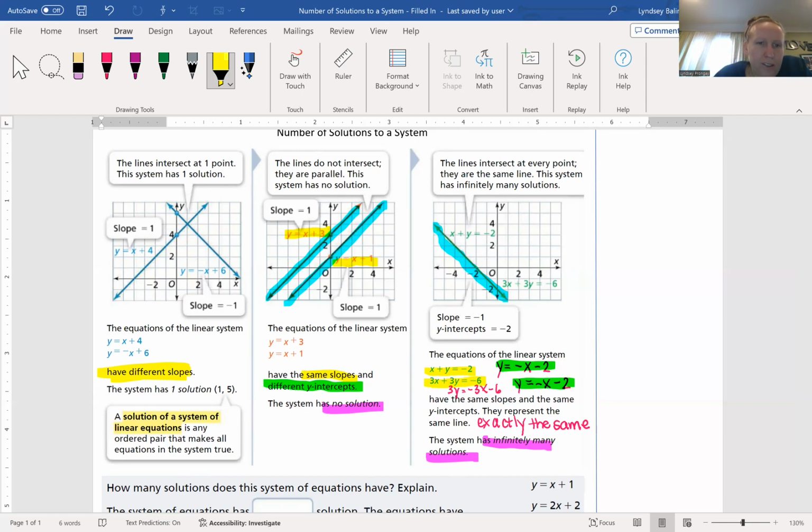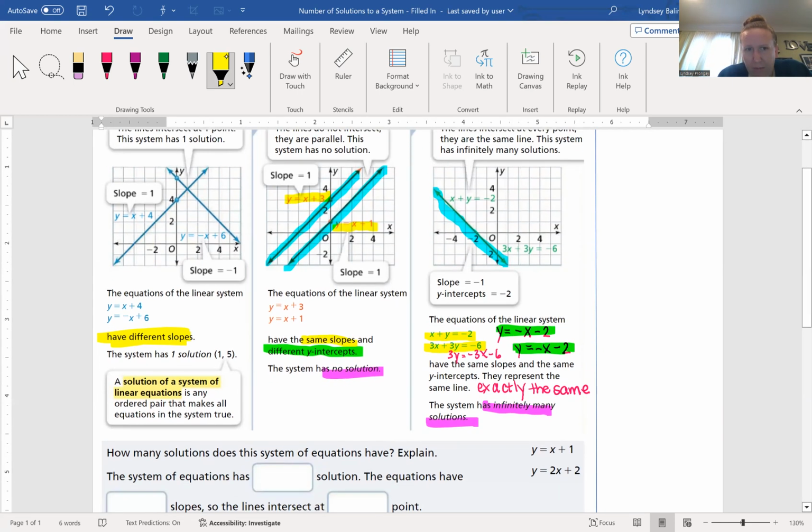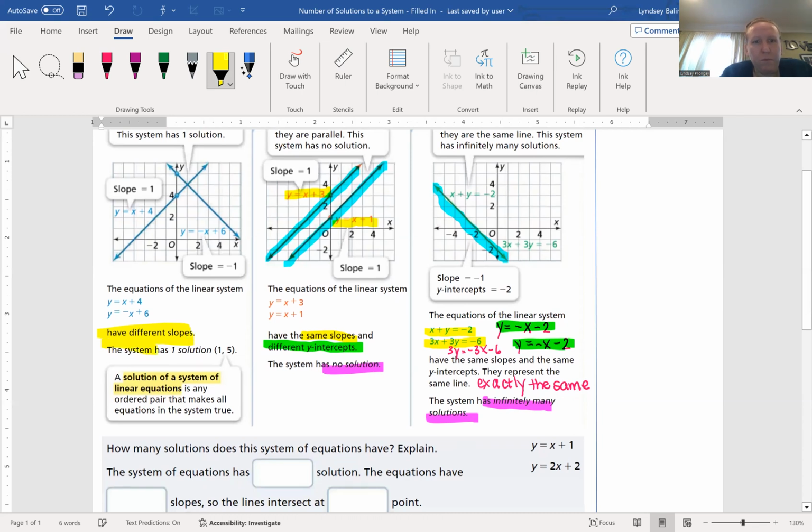So if you have a system of equations, and once again, they should be in slope-intercept form before you decide this, if they have different slopes, no matter what their intercepts are, they will only have one solution. And that's all we're caring about right now. We're not actually talking about what that solution is. So once again, just recapping, different slopes, one solution. Same slope, different y-intercepts, no solution. Exactly the same, infinite solutions.